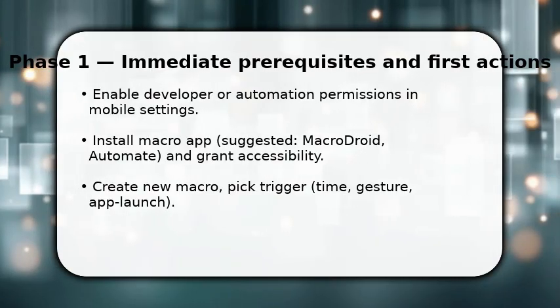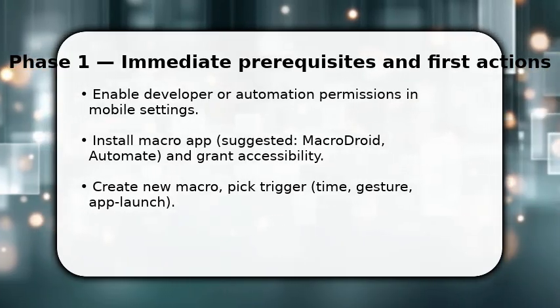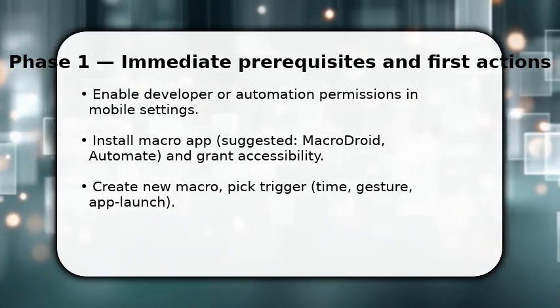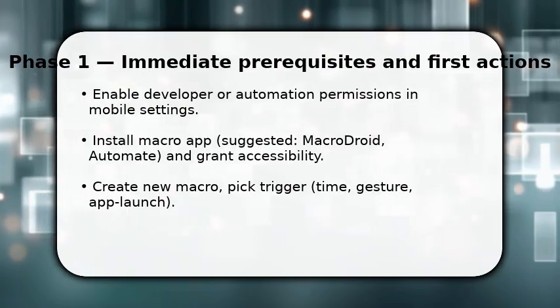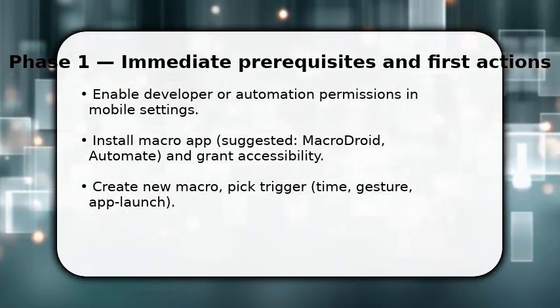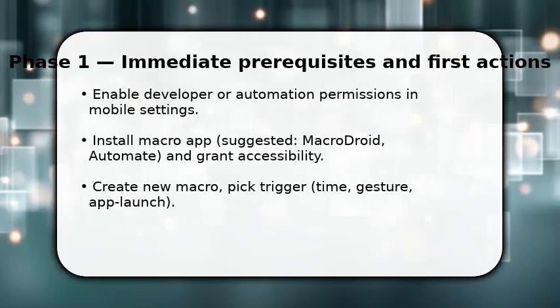You start by preparing the phone for automation. Enable the app's required permissions so actions can run reliably. Next, install a trusted macro app and grant accessibility and battery exemption if prompted.